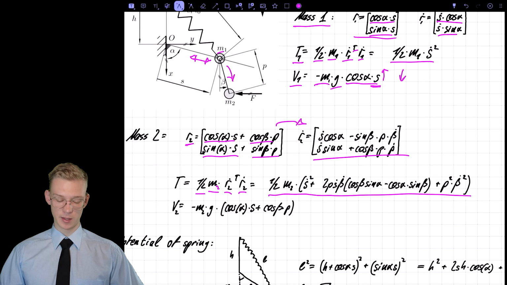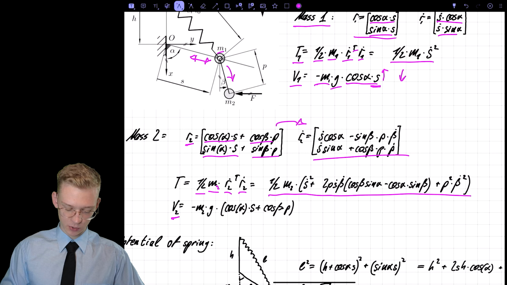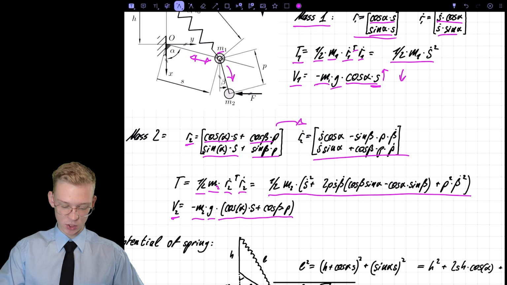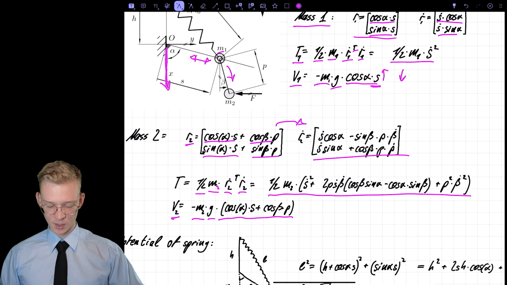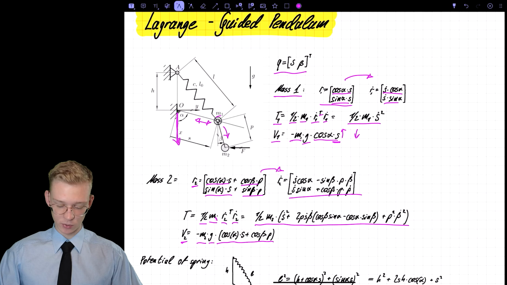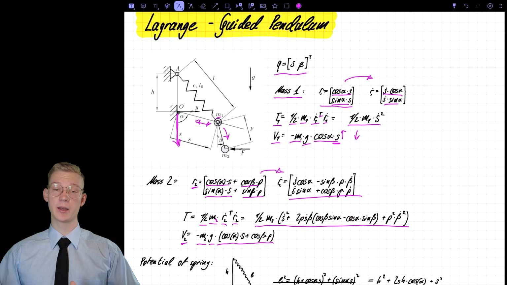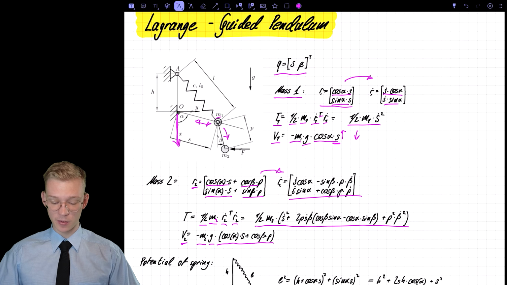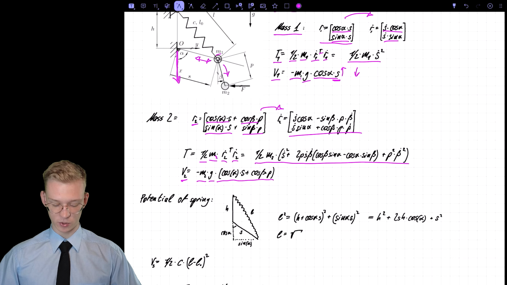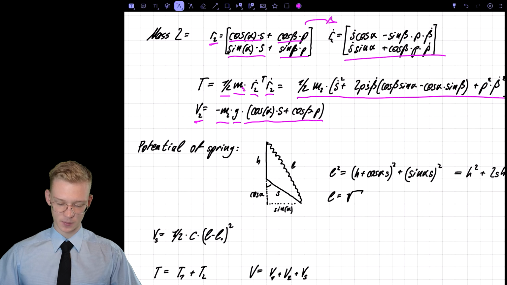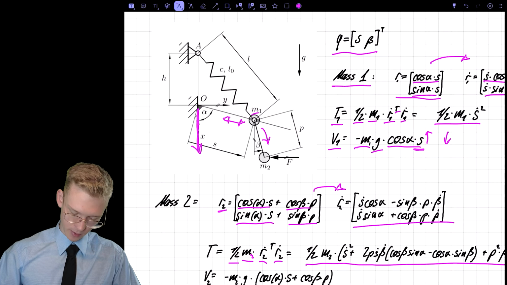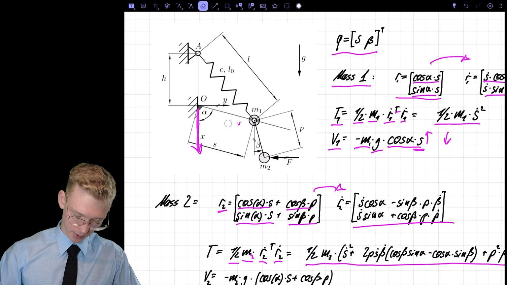Now we have to get the potential energy of mass 2, and we have minus m2 times gravity times the position along the x-axis. So this is fairly simple. We just have to get the kinetic energy and the potential energy. And this is everything we have to do for mass 1 and 2. But then let's not forget that we also have another potential, and that is the potential of the spring. Let's look at our system again. Let's get rid of this.